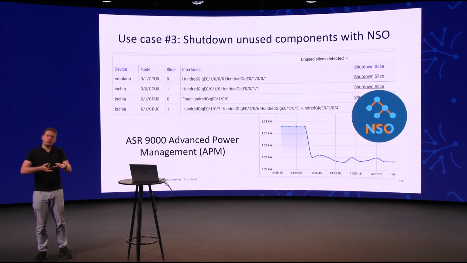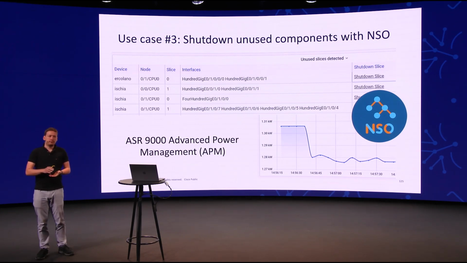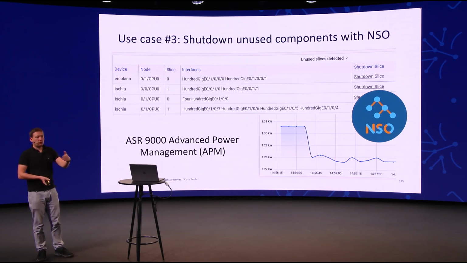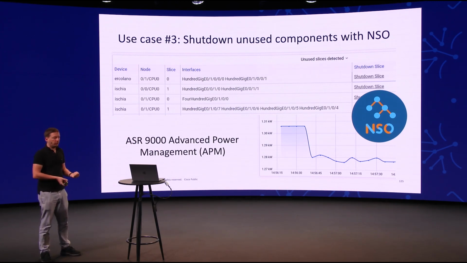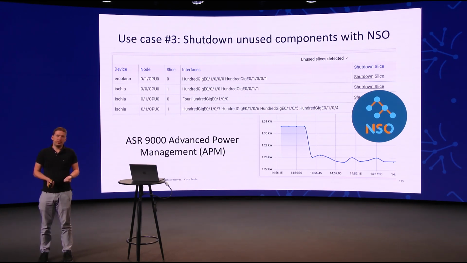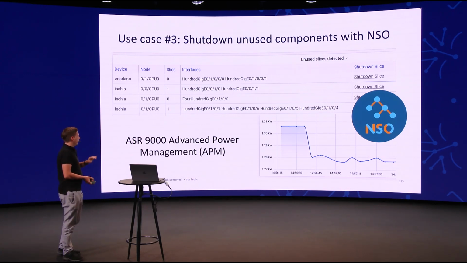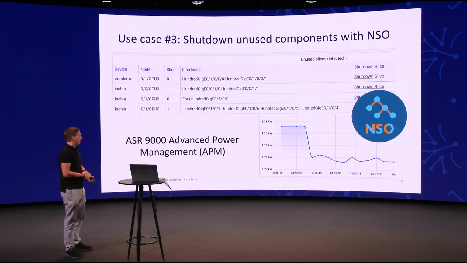So by combining these two pieces of information, we built a little NSO module that can find all the slices that are unused, and then also add some sanity checks, so that if we shut down a slice with this service, all the interfaces are actually down, right? That we're not accidentally shutting down a slice and then pulling off, from a power point of view, interfaces that are actually still in use.